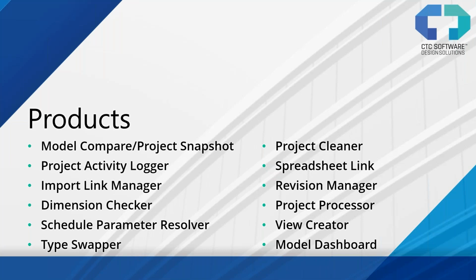So in the first 4 webinars, we covered Model Compare, Project Snapshot Exporter, Project Activity Logger, Import and Link Manager, Dimension Checker, Schedule Parameter Resolver, Type Swapper, Project Cleaner, Spreadsheet Link, Revision Manager and Revision Cloud Remover, Project Processor, View Creator, and I think I'm missing another one that's not even on here. We've covered a lot in the last 4 sessions.